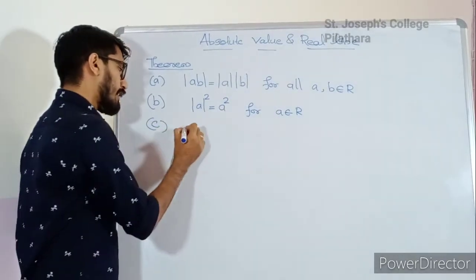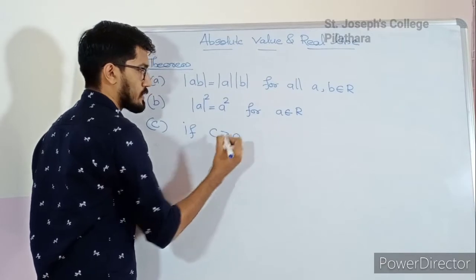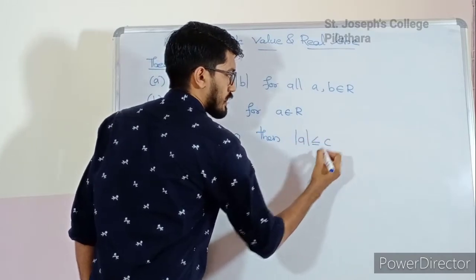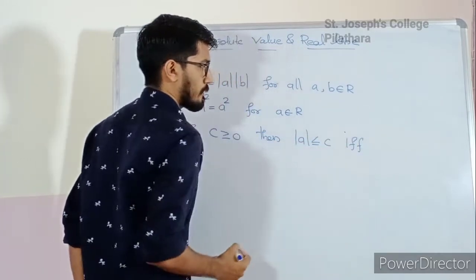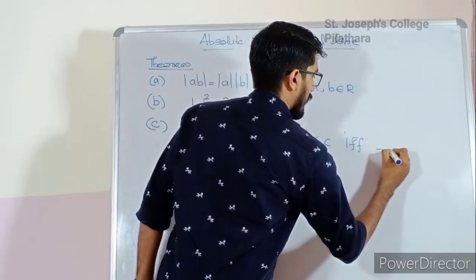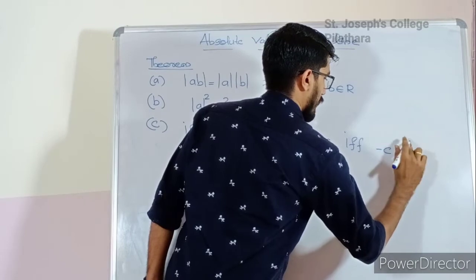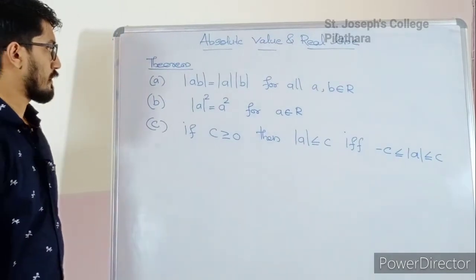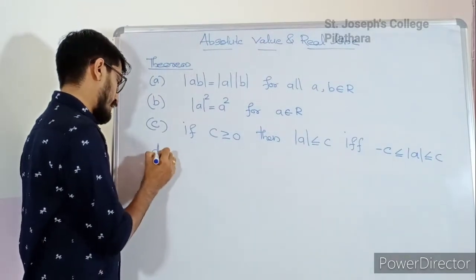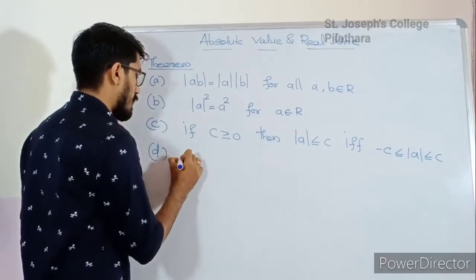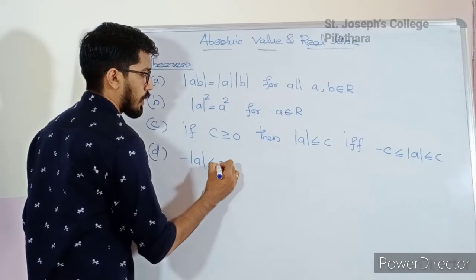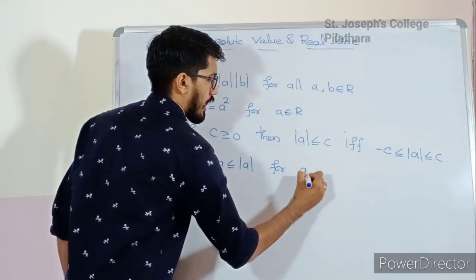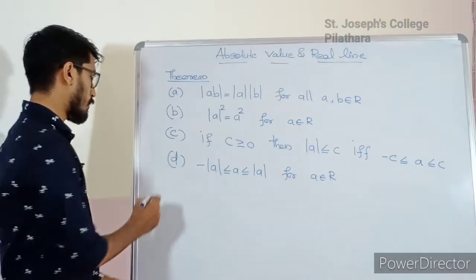C: if C greater than or equal to 0, then modulus of A less than or equal to C if and only if minus C less than or equal to A less than or equal to C. Last one, D: minus mod A less than or equal to A less than or equal to mod A for all A belongs to R. Next we move on to the proof.